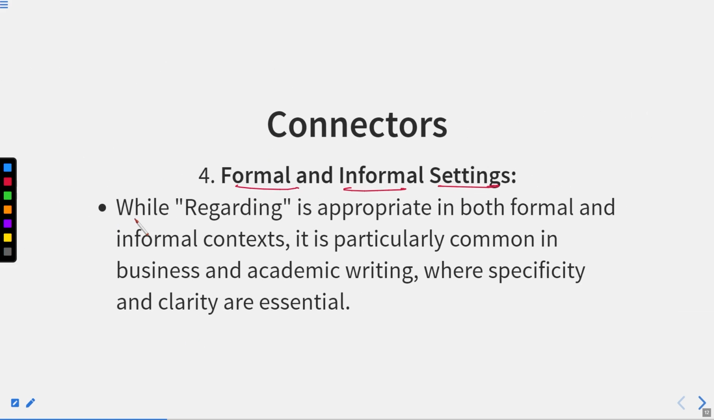Formal and informal settings: while regarding is appropriate in both formal and informal contexts, it is particularly common in business and academic writing, where specificity and clarity are essential.